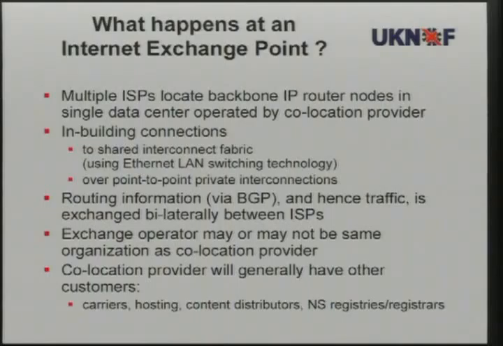Internet interconnect principle. What happens at an internet exchange point? Basically, at your typical internet exchange, there will be a bunch of internet service providers who will have equipment, routers, in the same building, which will be a data center, usually operated by a company that builds itself as a co-location provider. Within that building, these ISPs connect together. Sometimes they will run a direct wire between them. Sometimes, more commonly, there will be a shared interconnect fabric, which is usually one or more Ethernet switches.